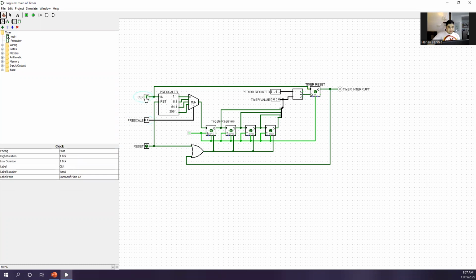3, 4, 5, 6, 7, 8. So, after 8 clock cycles, doon pa lang mag-on si 8. So, yan, yun pala nag-on si 8. So, magkiklik pa ako ng 8 more times bago mag-count yung ating timer.